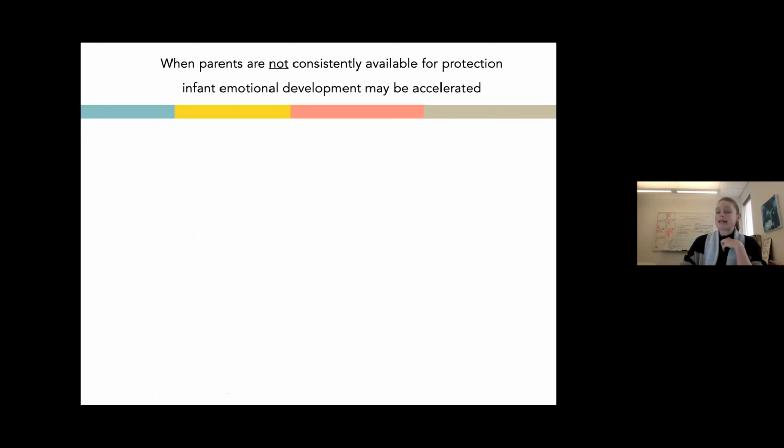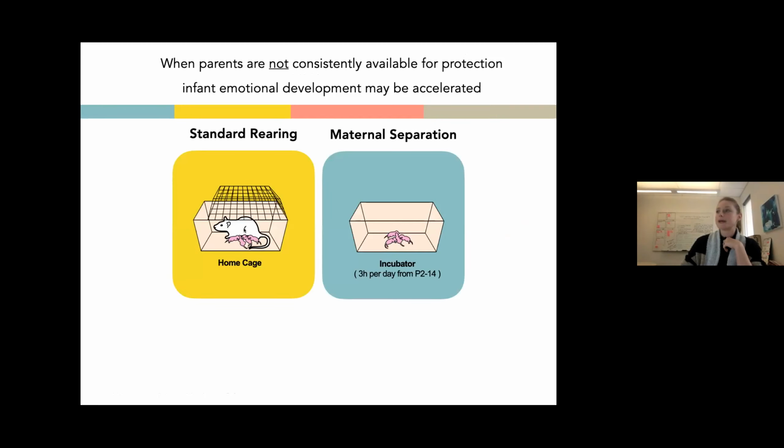So there's another example, actually there's many in the literature, but there's another one that I'm going to talk about today of accelerated development after caregiving adversity in rats. In this study, rats were exposed to either standard rearing, where they remain in the home cage with the mother from birth, or maternal separation, where they're separated from the mother for a few hours each day. And this is actually abnormal for rats, even within the wild.